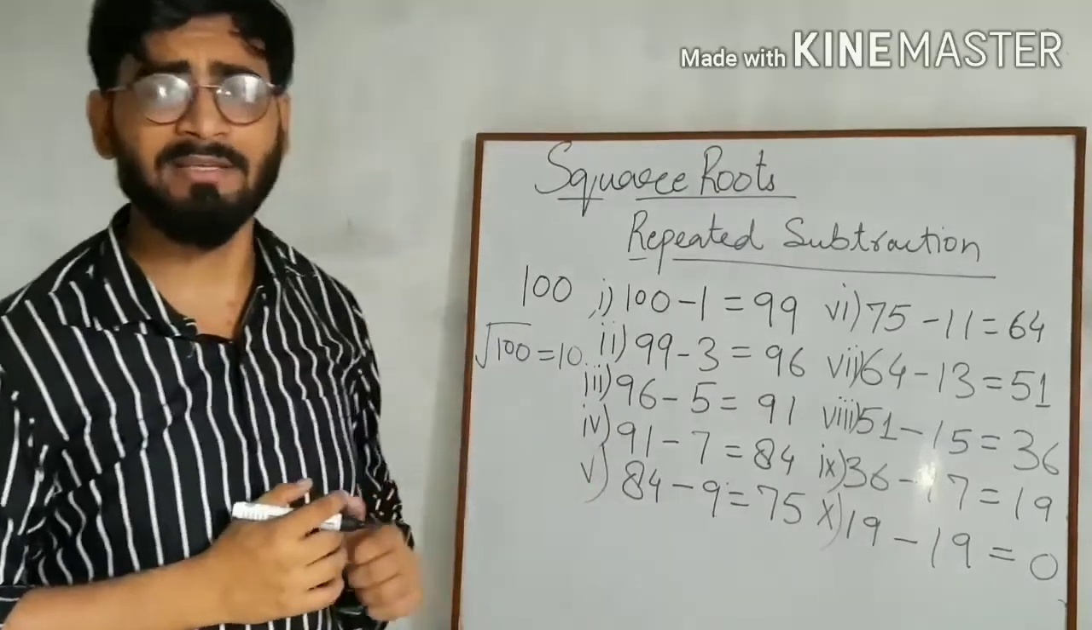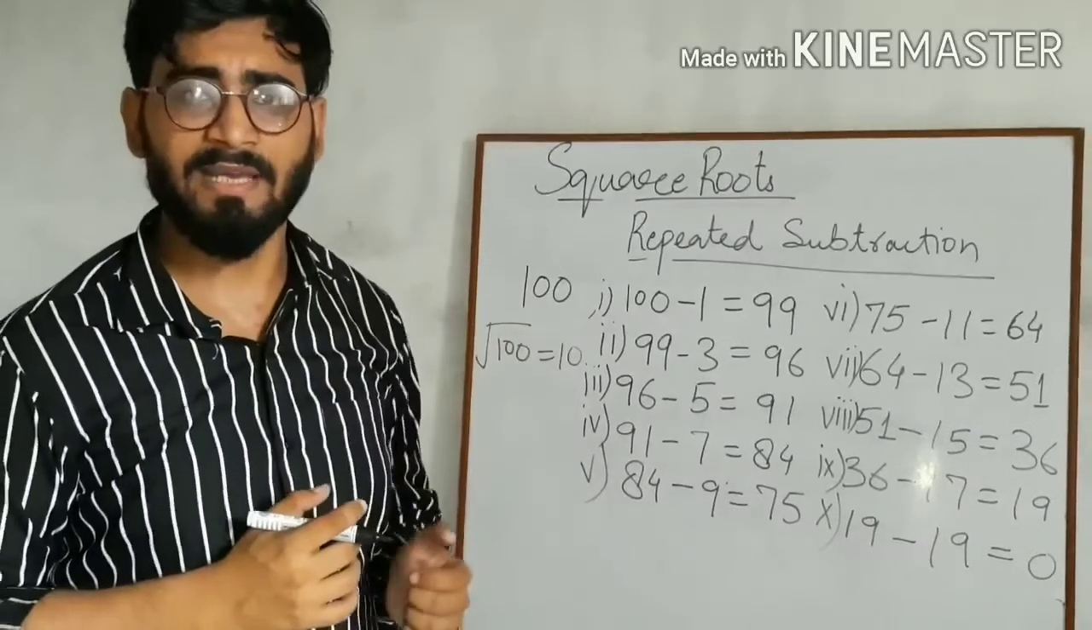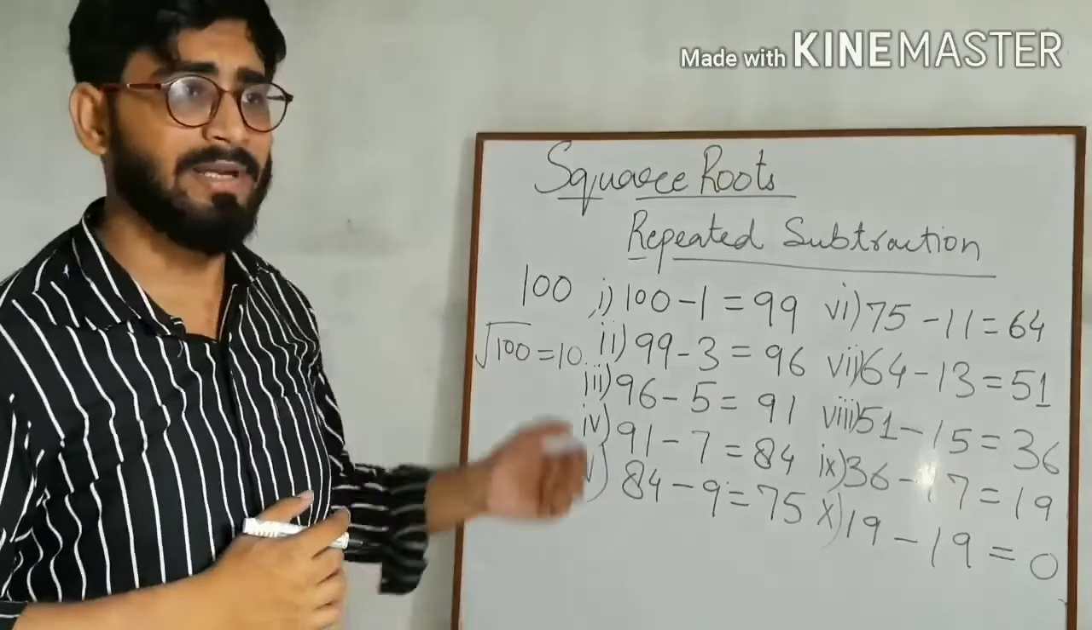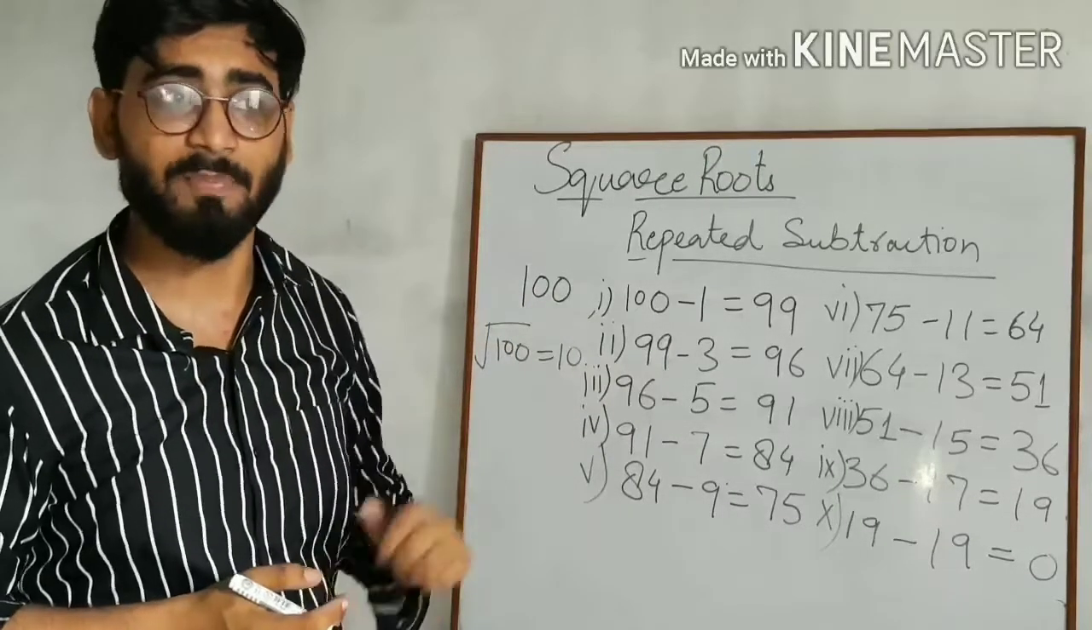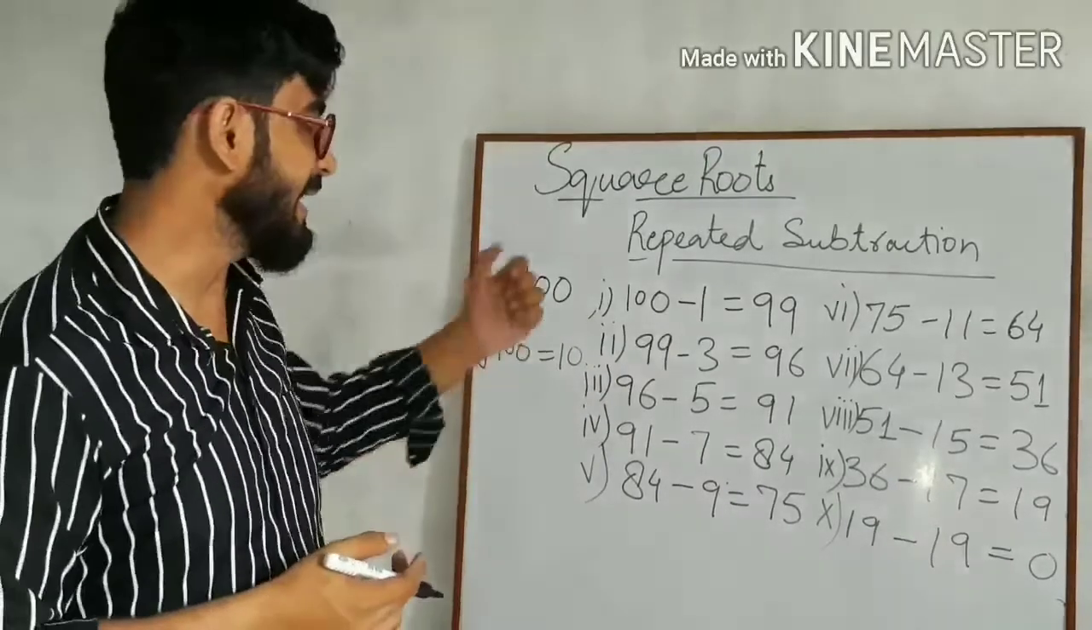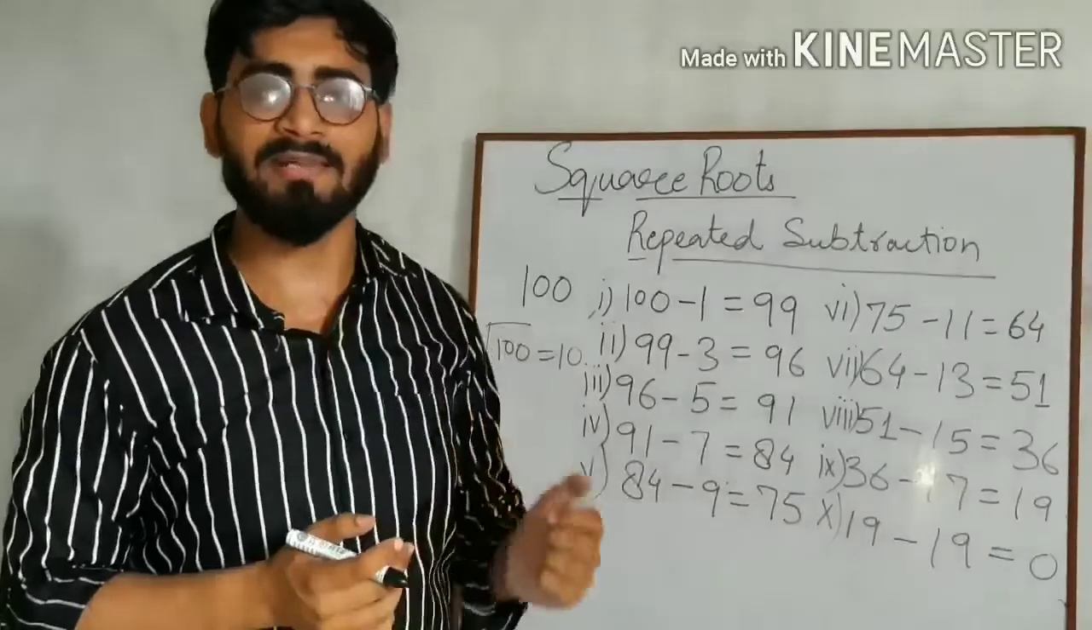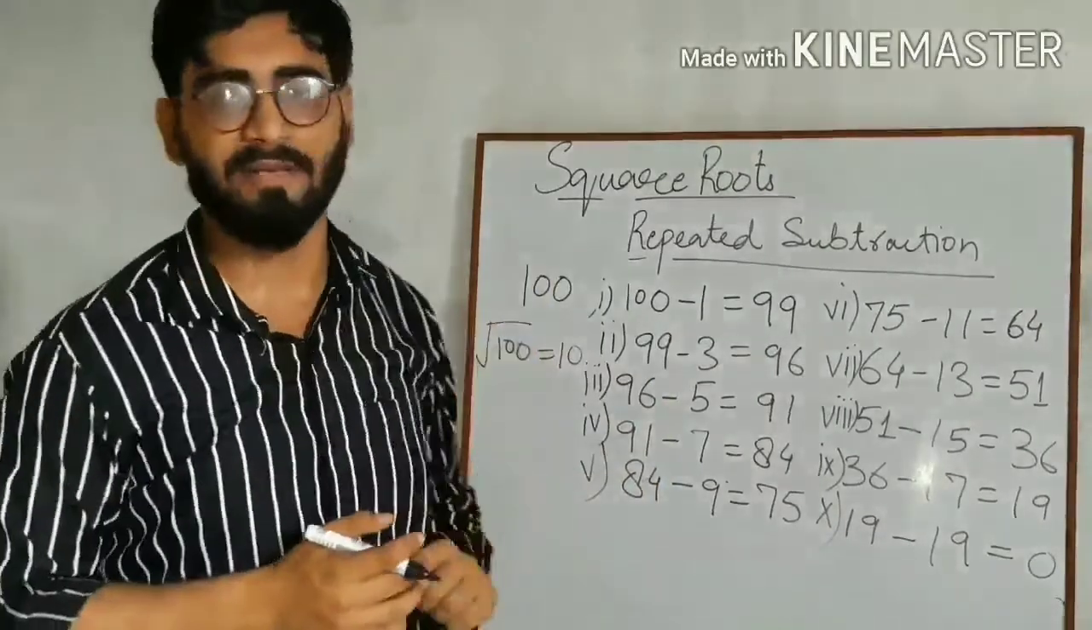So that's all in today's class. So what topics have we covered today? Firstly, we discussed finding the squares. Then we discussed the Pythagorean triplet. And then we discussed how to find the square root by the repeated subtraction method.